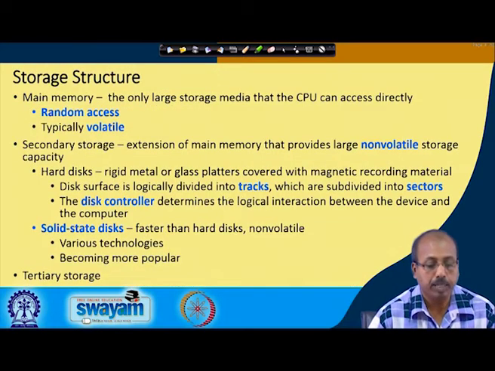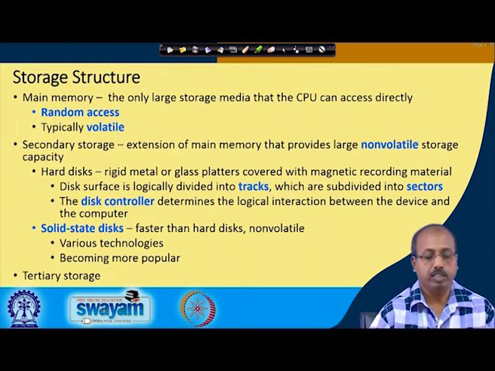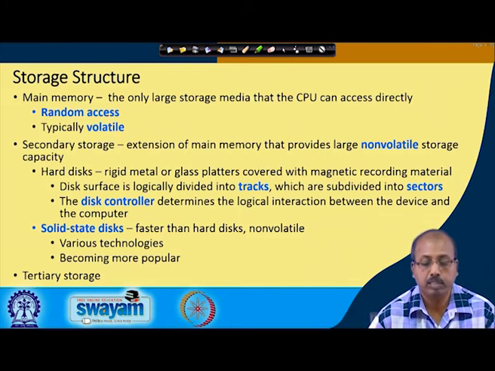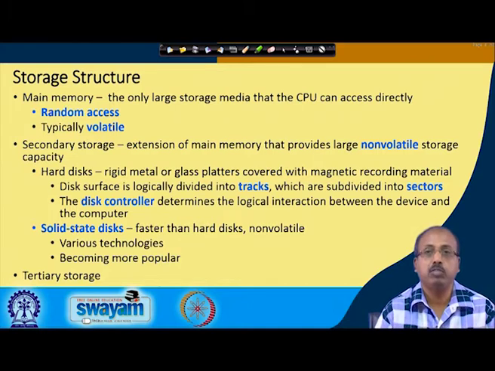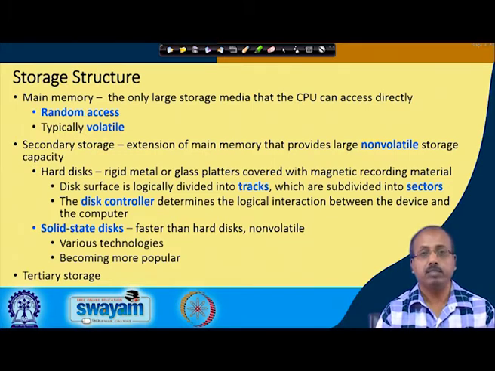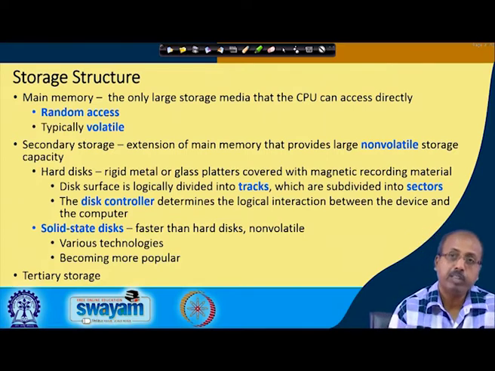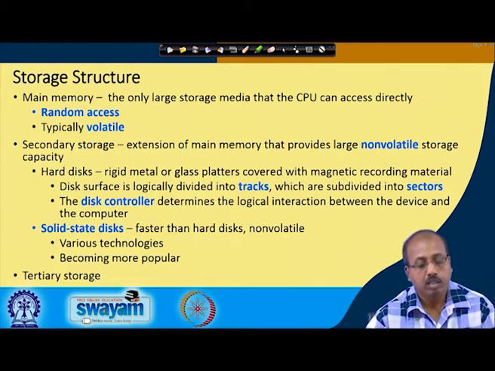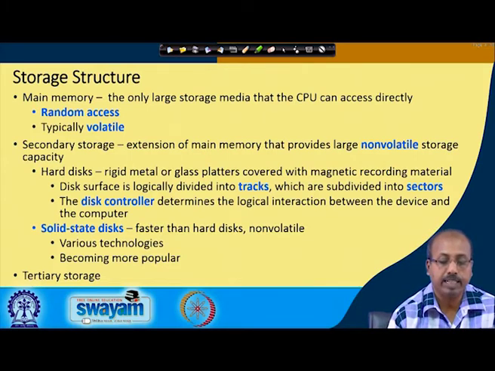Next, we will be looking into storage structure, and storage structure can be broadly divided into 3 categories: main memory, secondary storage and tertiary storage. In the main memory, this is the large storage media that the CPU can access directly. As we know from our school days, the processor can directly talk to the main memory. Whenever the CPU needs any instruction or data, it accesses the main memory, and the content of the main memory comes to the CPU, and the CPU tries to understand it and execute it or use it in some instruction. So, this main memory has the feature that it is random access.